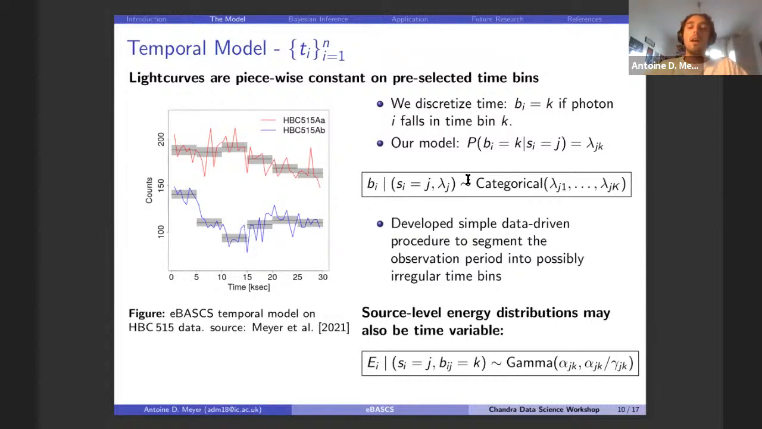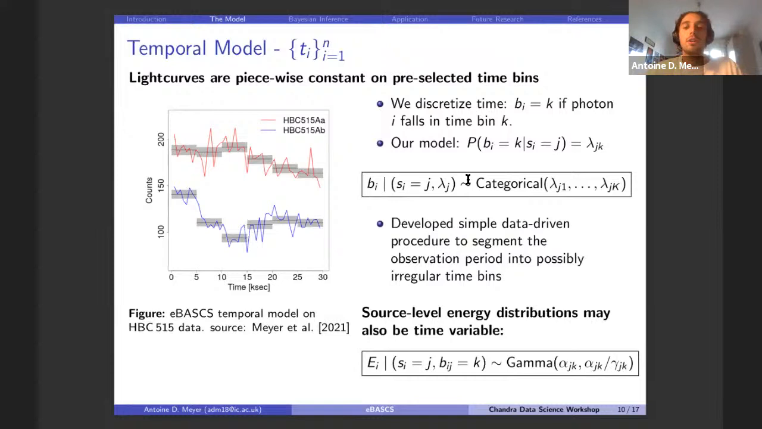So now that we have defined the models for the spatial, spectral and temporal data, we can combine those models into the likelihood for the whole data. We assume that the spatial, spectral and temporal data are independent conditionally on the assignment variable S_i. So conditional on that, your likelihood is just going to be the product of your individual models for the three different types of data.